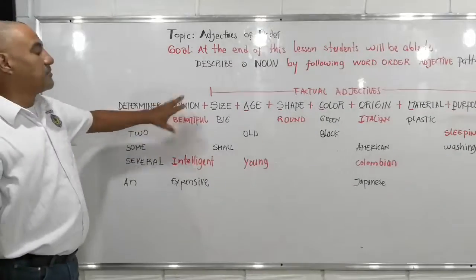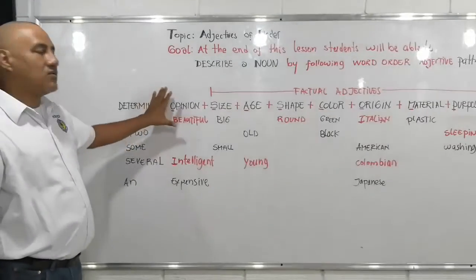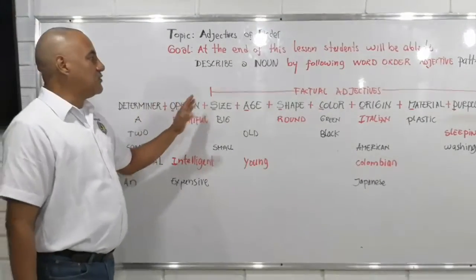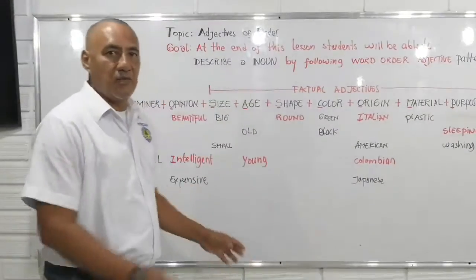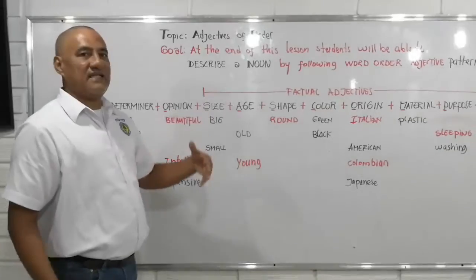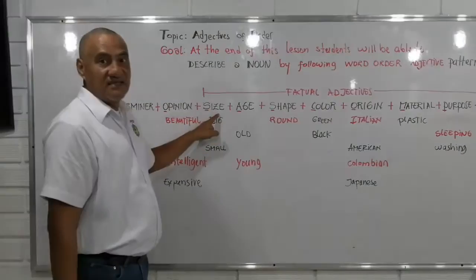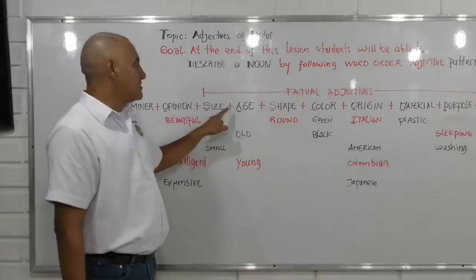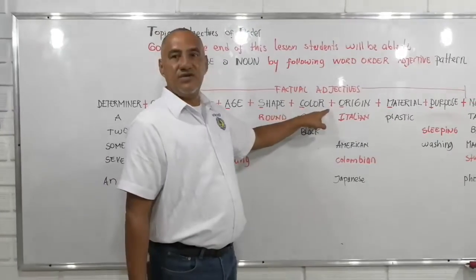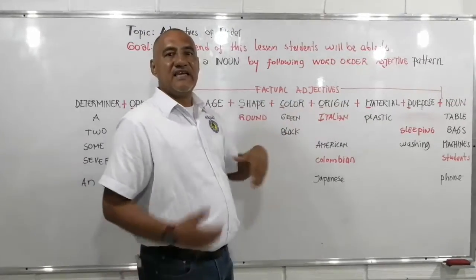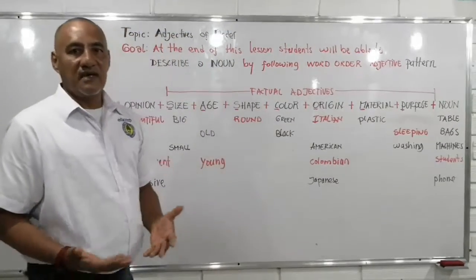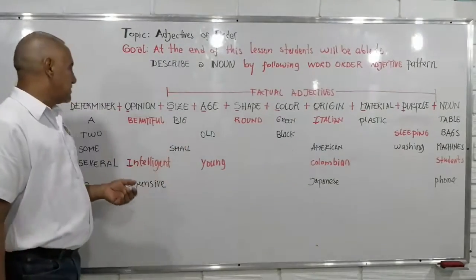Then after that we have to place the opinion adjective. Después se ubica el adjetivo de opinión. Then after the opinion adjective, we place the factual adjectives. Debemos ubicar este tipo de adjetivos, los factuales. But this is the order: size, el tamaño, age, la edad, shape, la forma, color, origin, material, purpose, and finally we have the noun. Y finalmente tenemos el sustantivo, lo que vamos a describir. All right? Then look at this example.